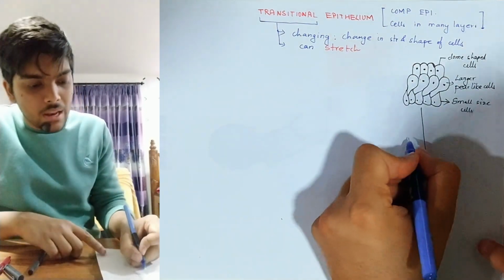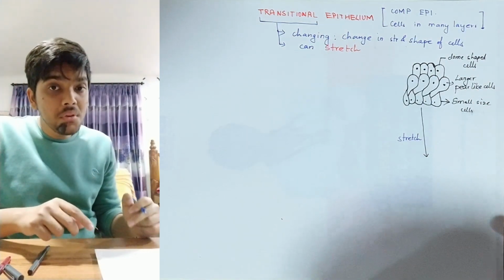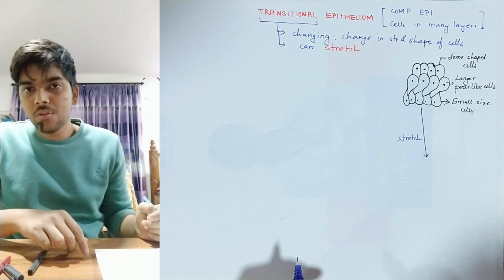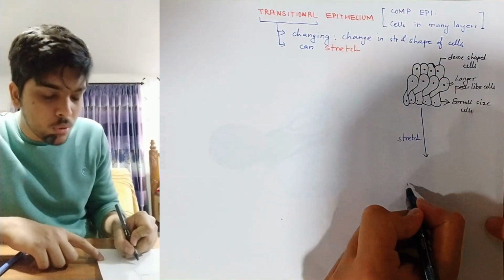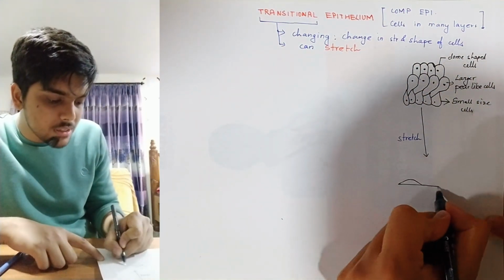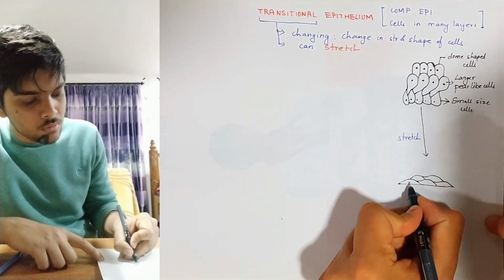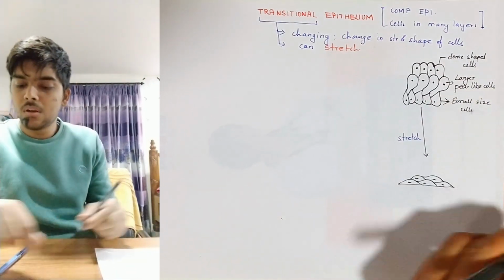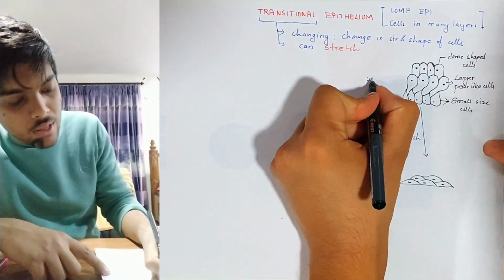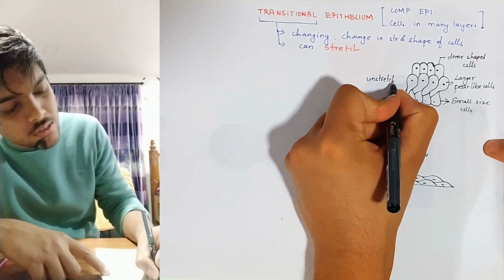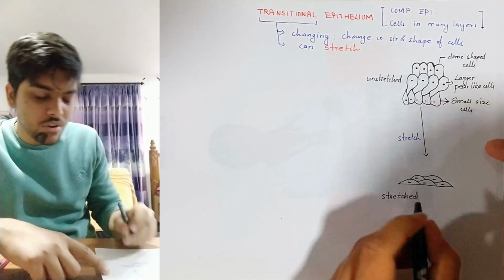Once you stretch this epithelium, changes take place. And due to this change, the name to this epithelium has been given transitional epithelium. What are the changes? First, I'll show you through diagram. So after it gets stretched, it looks something like this. What changes have you noticed? There are two major changes that have taken place. So this is when the epithelium is unstretched, and this is when the epithelium is finally stretched.